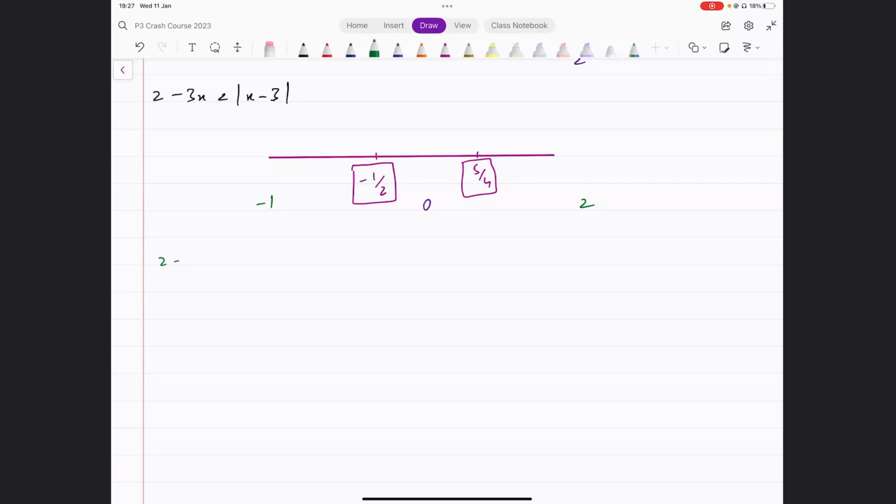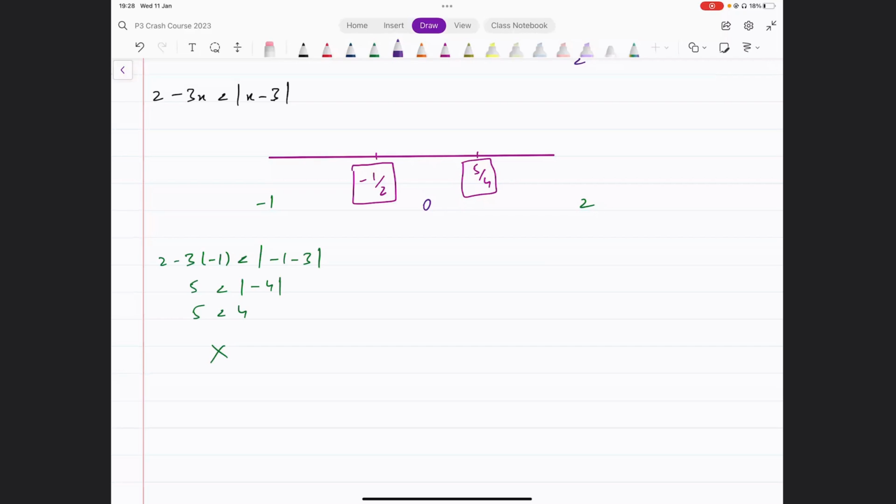Let's check minus 1. 2 minus 3 into minus 1. That is less than modulus of minus 1 minus 3. And this gives us 5 on the left side. On the right side, we've got modulus of minus 4. So we have 5 less than 4. That is incorrect. So this region is not correct.